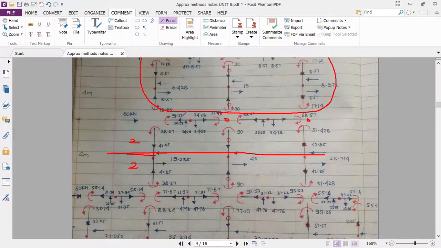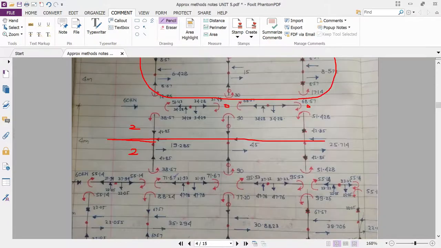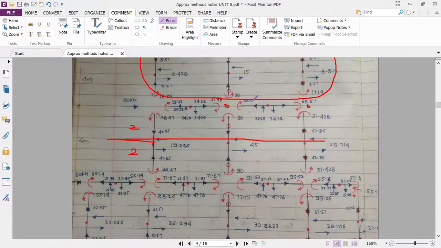So 51.43 divided by the half span length, which is 1.5. So 51.43 divided by 1.5, the answer will be 34.29 here upward and 34.29 here downward. Okay, here also 68.57 divided by the half span length, which is 2 meters. So 68.57 divided by 2 is 34.28 here and 34.28 here.